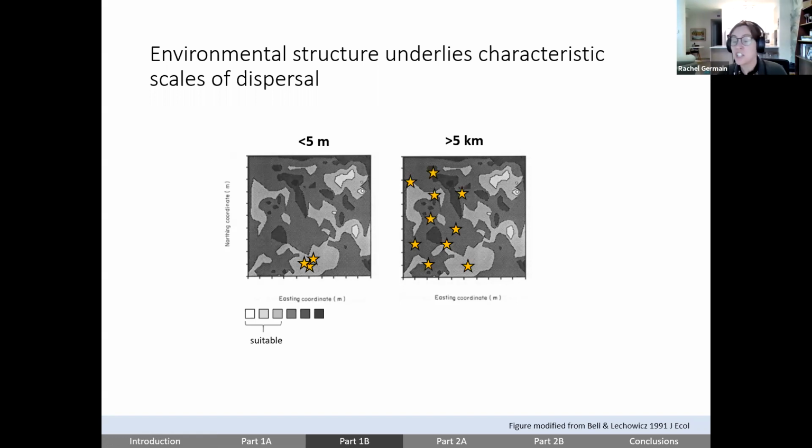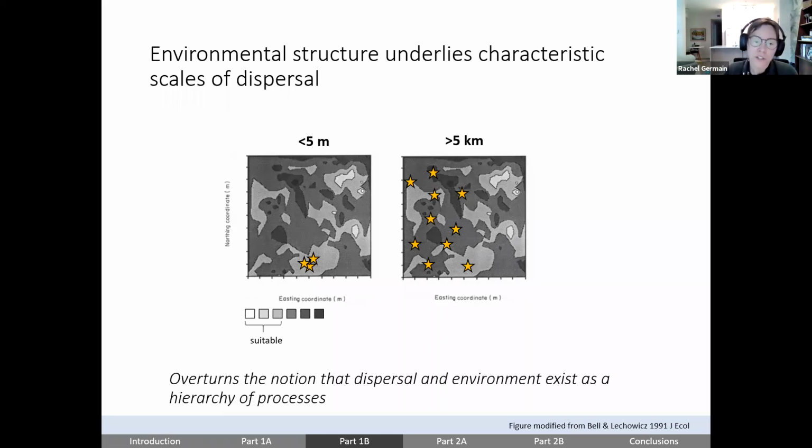At 5 kilometers, I've actually allowed them to cross this inhospitable matrix. I've allowed them to experience a greater range of environments. And at that point, we've sampled all of the environmental variation that exists. And it doesn't matter if you're at 5 or 10 kilometers, that's going to be the maximum response that you see. And this really overturns that notion that dispersal and environment exist as a hierarchy of processes. Because if we didn't have this spatial patterning in environmental conditions, dispersal scales wouldn't necessarily matter, and you would expect these populations to permeate the landscape over time. But it's because of this environmental structure that that doesn't happen.